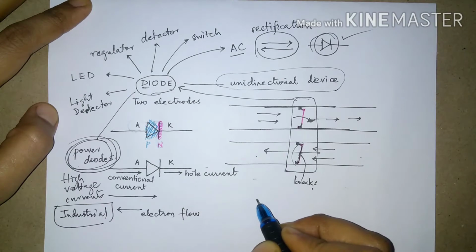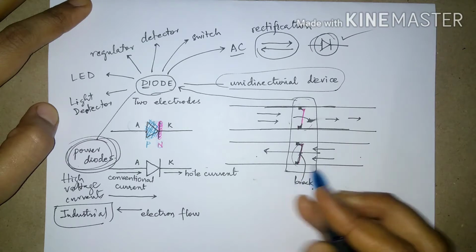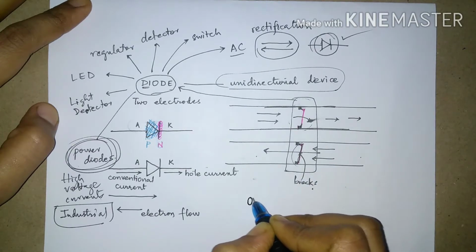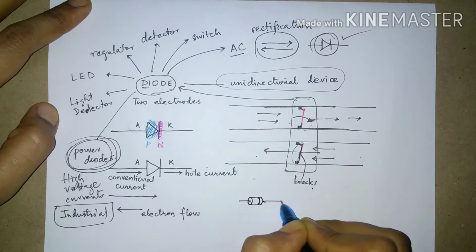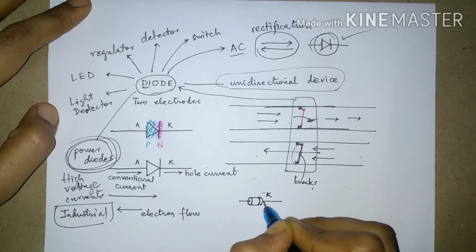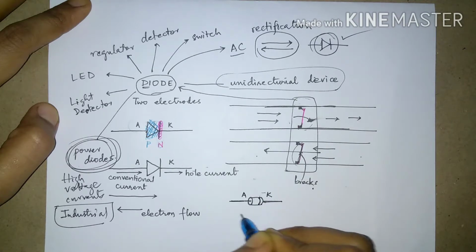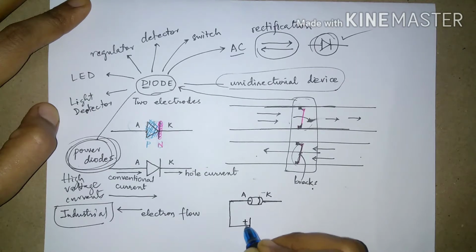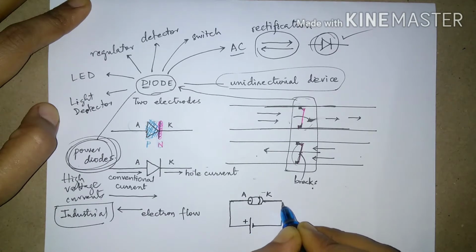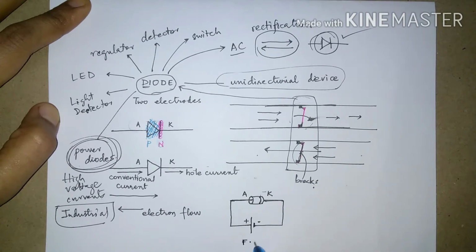Now coming to its function, how it opens and how it closes, that you need to have some idea. So let's say this is a diode. This band is indicating that this terminal is cathode and this electrode is anode. Now if I connect the positive of the battery to anode and the negative to cathode, this is something which is indicating forward bias.